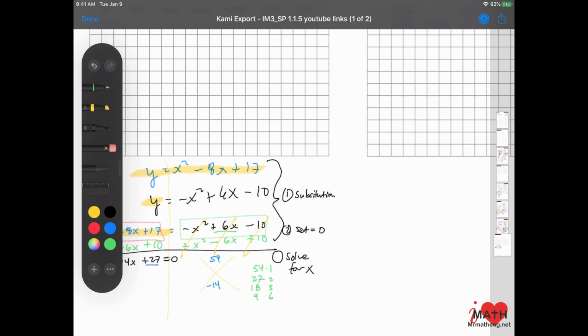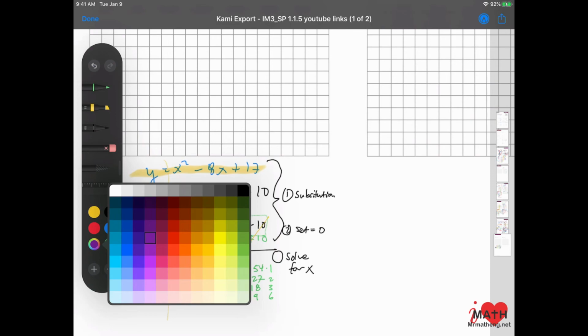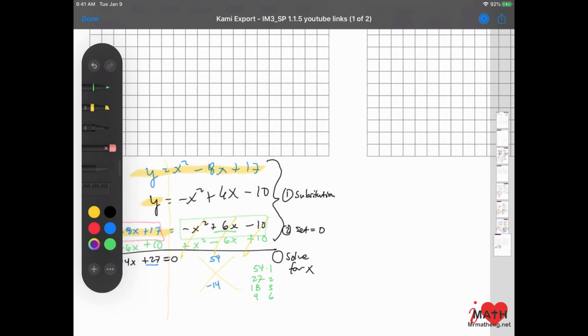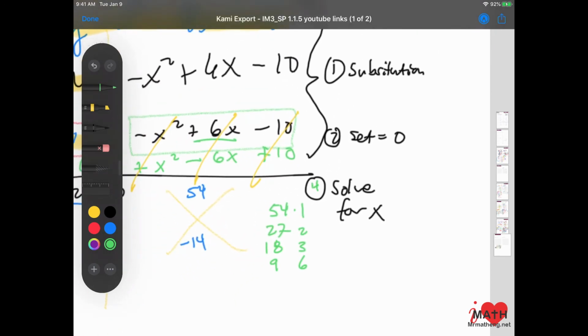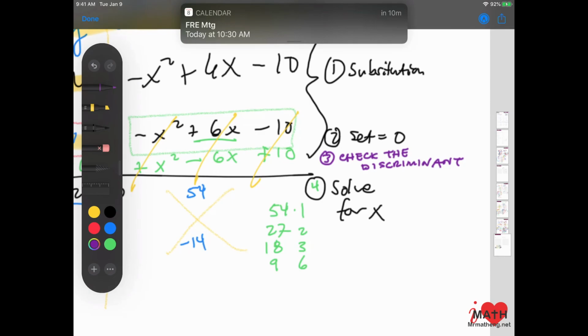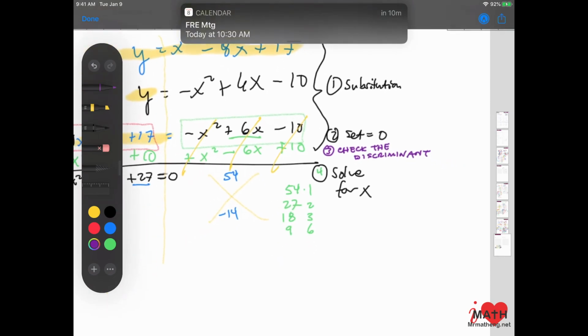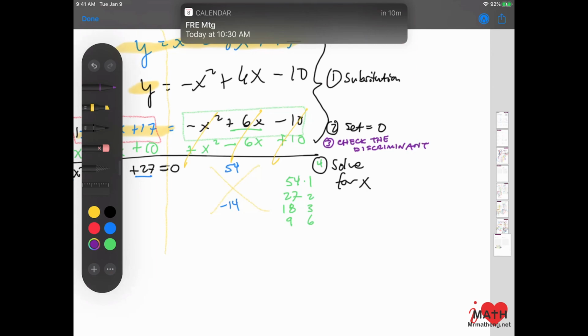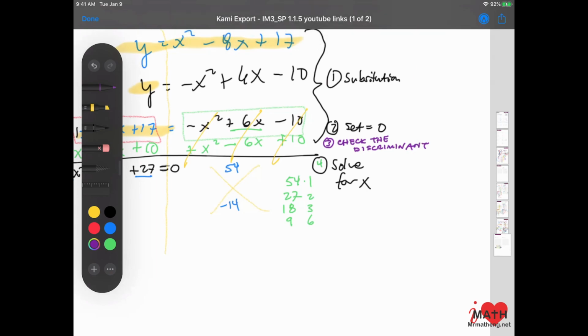Well, don't be like me. I made a mistake. The reason I was saying it's not factorable, but what I was trying to say is I should have done something else. Check the discriminant. What is checking the discriminant? Checking the discriminant is using this formula, b squared minus 4ac.